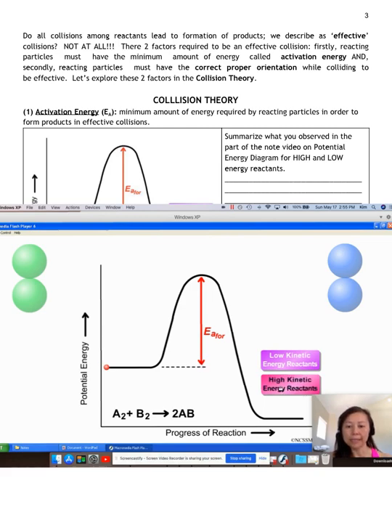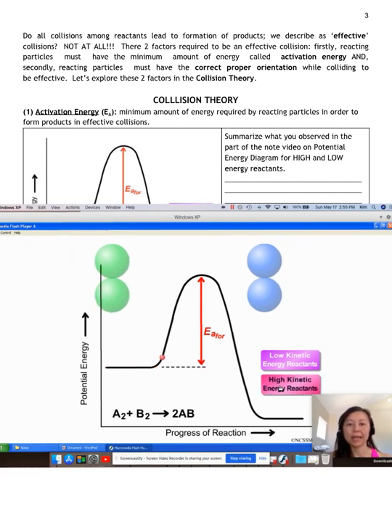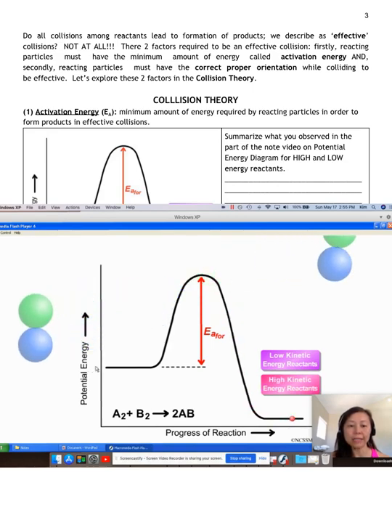Now let's see what happens in the second scenario. High kinetic energy. Those particles are moving much faster, and we did overcome the activation barrier, which is called the activation energy, leading to the formation of products in this case. And you'll notice the particles change. Now you have 2 AB particles. So the collision there was effective in the end.